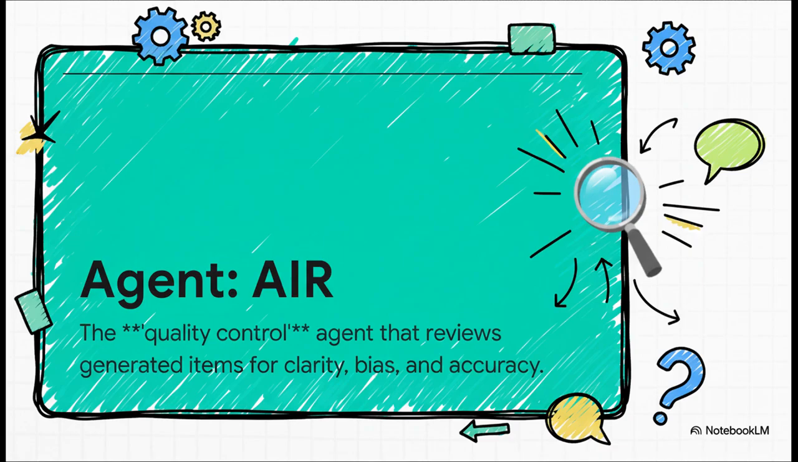That's where AIR comes in. AIR is the quality control agent. It's like an automated editor that reviews every single item for things like clarity, fairness, and bias before any human ever lays eyes on it.